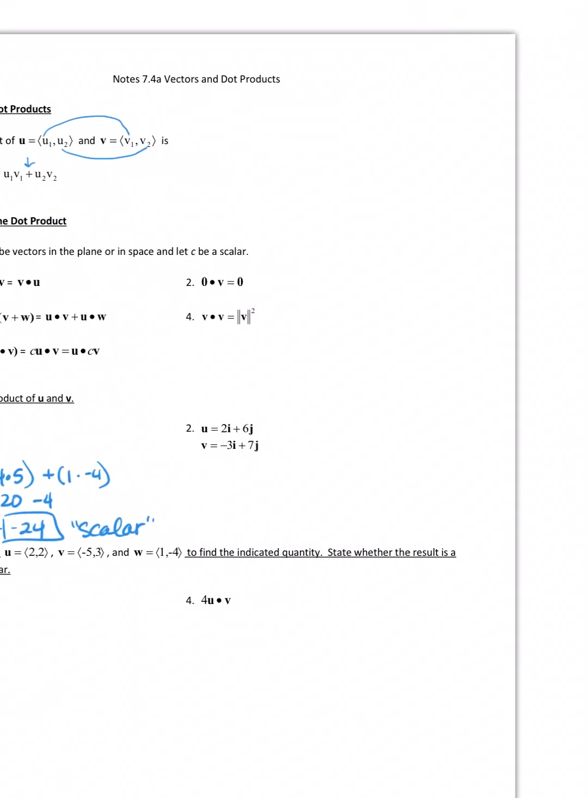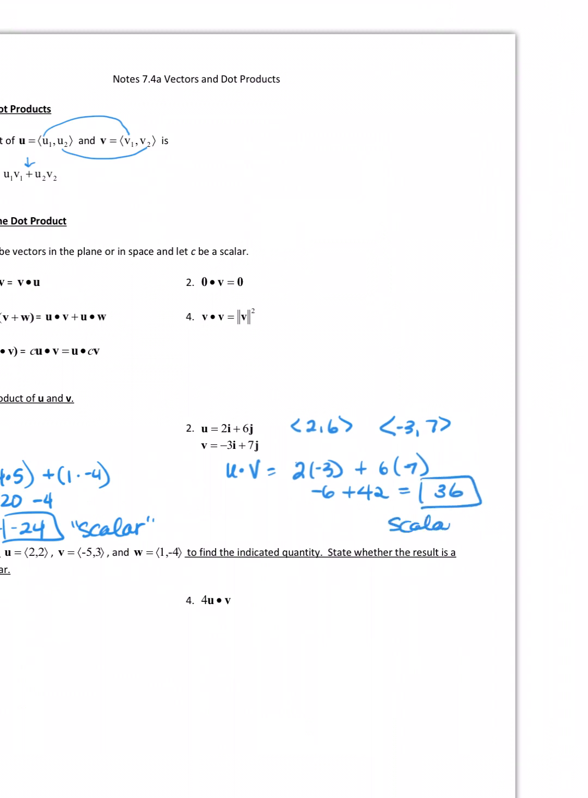What about this one? This one's given to us in linear combination form, so we can rewrite it in component form as 2, 6 and -3, 7 first, okay? So if I do U dot V, what am I doing here? I'm going to do 2 times -3 plus 6 times 7. So that's -6 plus 42 gives me 36, right? And that is now a scalar. It's no longer a vector, but it's a scalar.